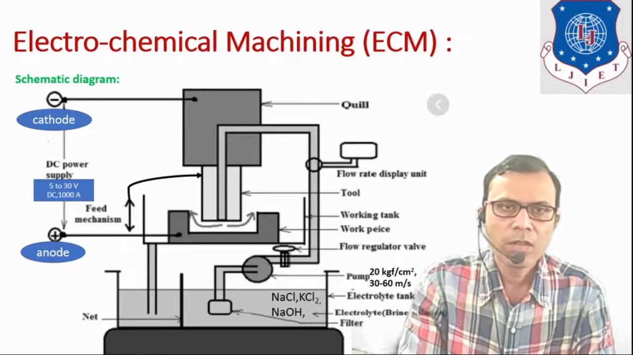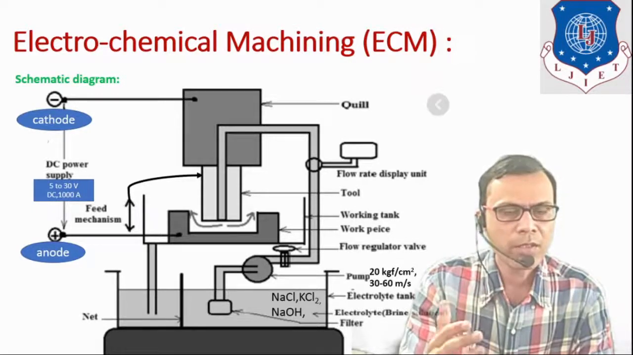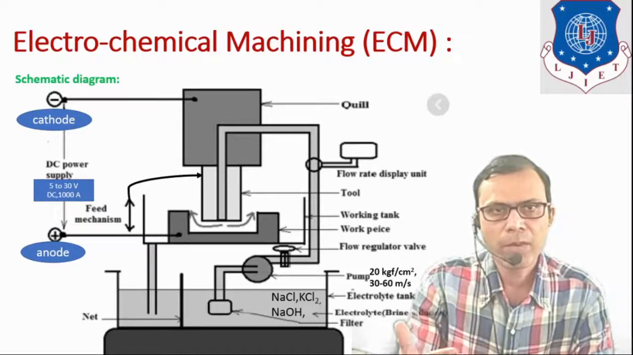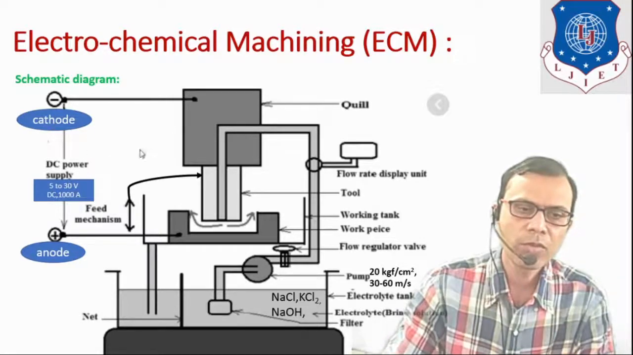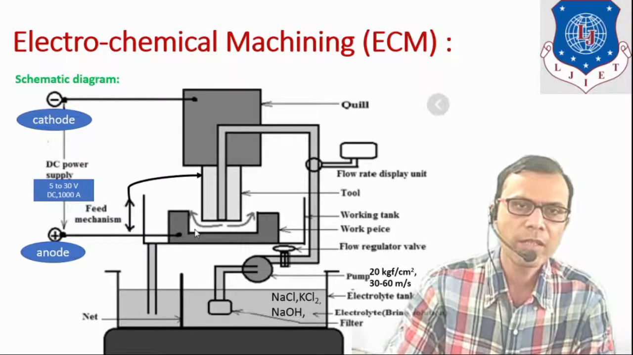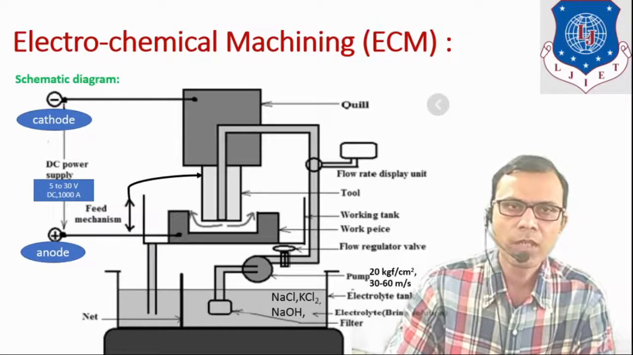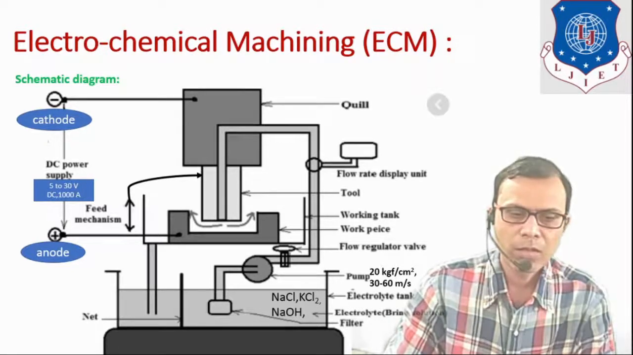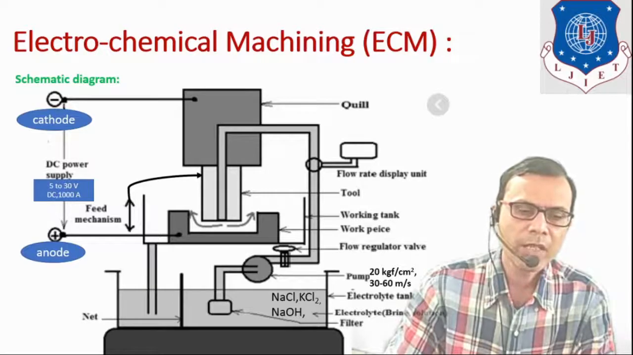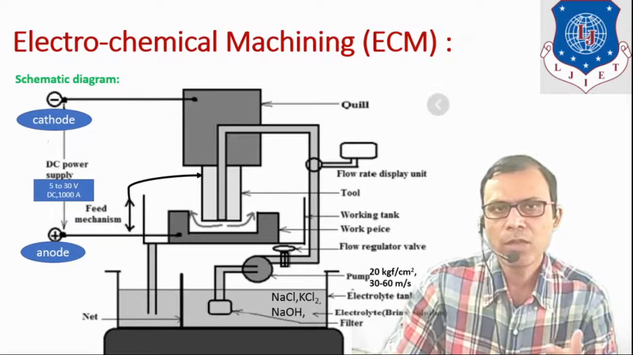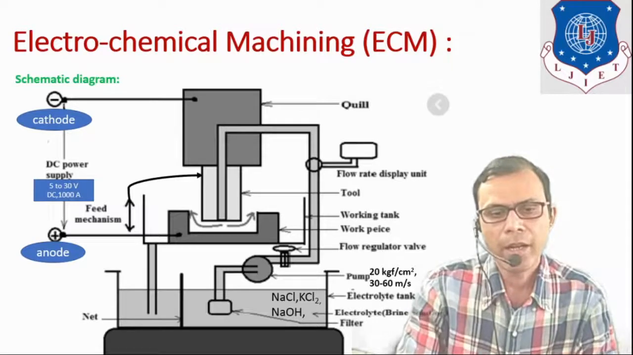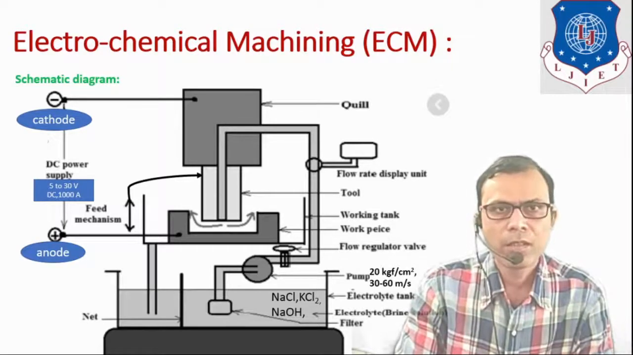Now the DC power source is supplied to the workpiece and cutting tool. Negative supply is given to the cutting tool and positive supply is given to the workpiece material. Electrolyte flow is maintained at the interface of cutting tool and workpiece. So it is a good conductor of electricity and it completes the circuit between cutting tool and workpiece.